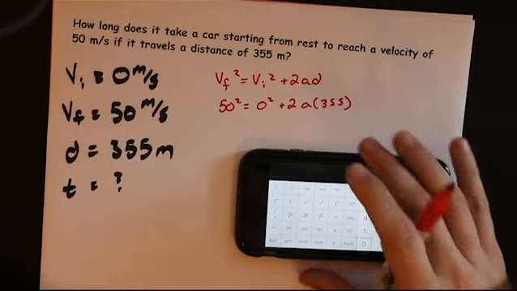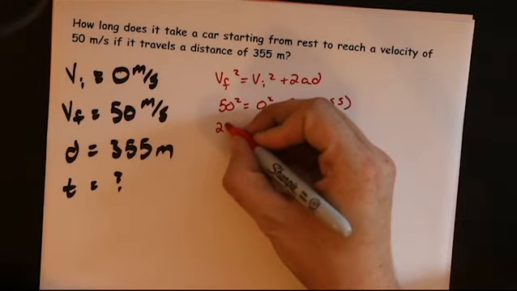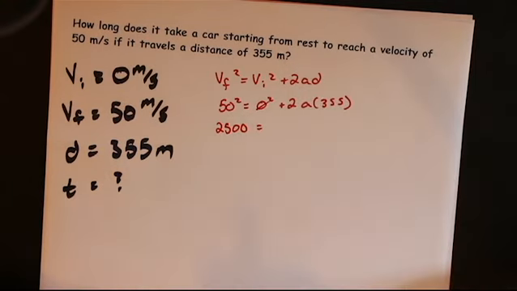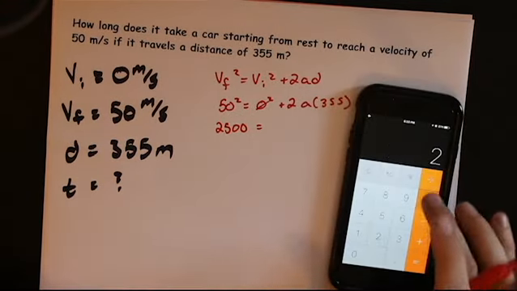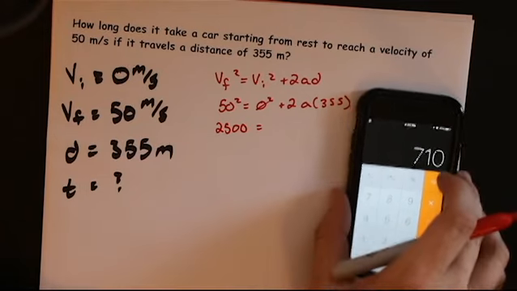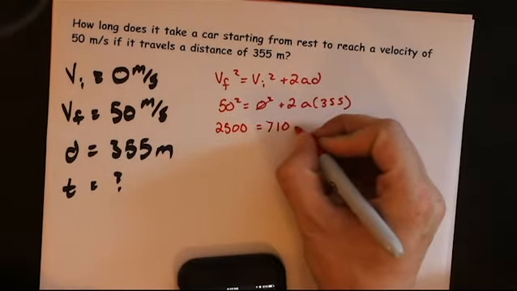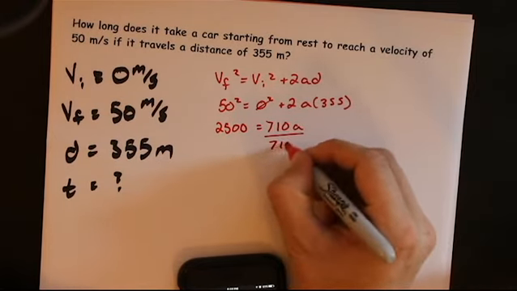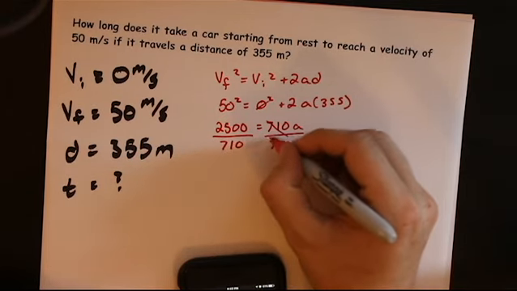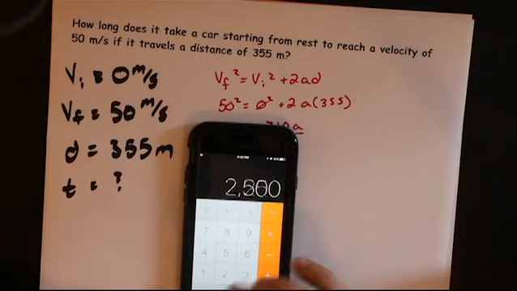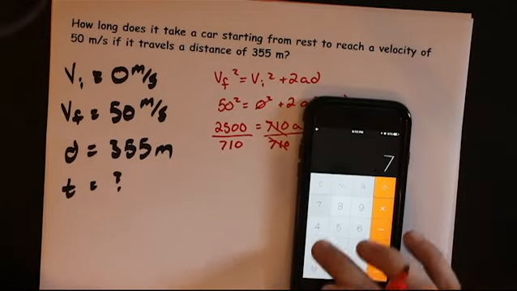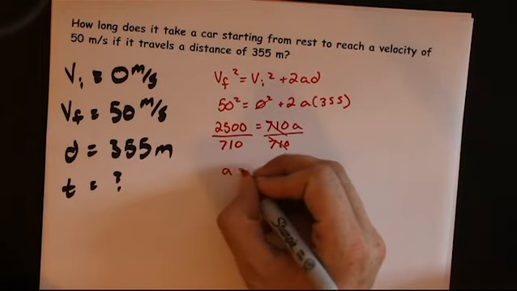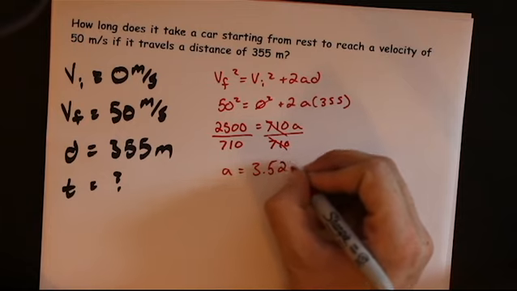50 squared, 2,500. All right, 2,500 equals, well, 0 squared, that just turns to 0. 2 times 355, 710. So we have 710 times A. And then if we divide both sides by 710, our 710 cancels out over here. So we have 2,500 divided by 710, well, 3.52. So our acceleration is 3.52 meters per second.